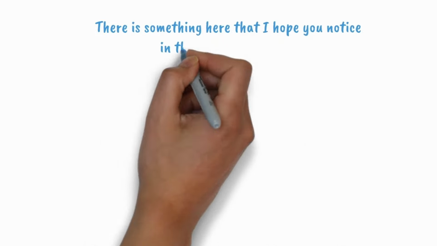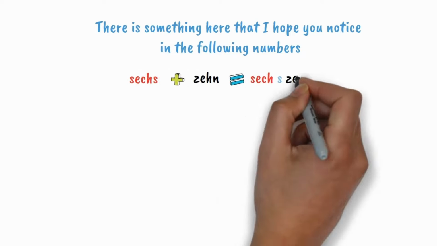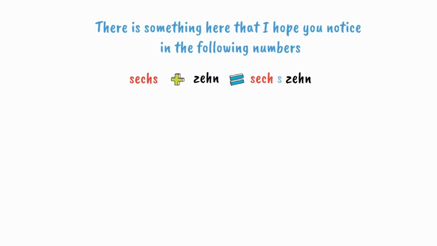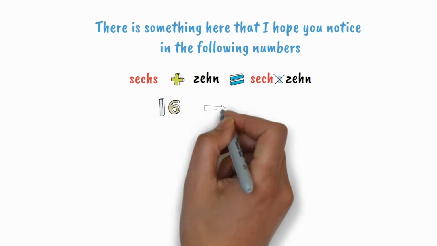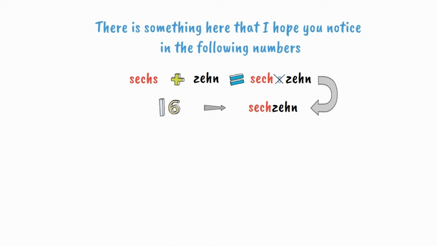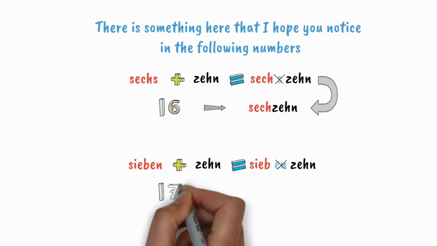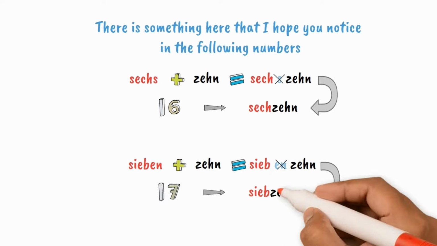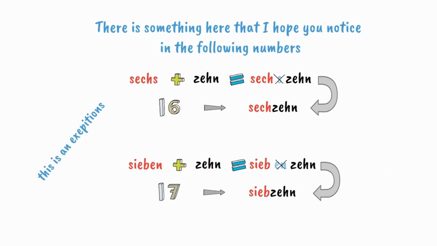There is something here that I hope you noticed in the following numbers. As we learned, the number 6 followed by 10 should be pronounced sechszehn, but we will drop the S to make it sechzehn. Also, the number 7 followed by 10 should be pronounced siebenzehn, but we will drop the EN to make it siebzehn. This is an exception. I hope you remember it.